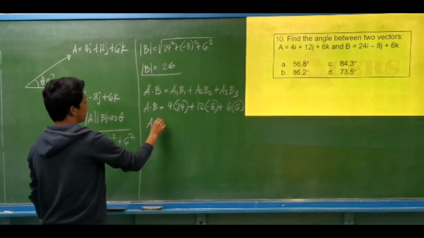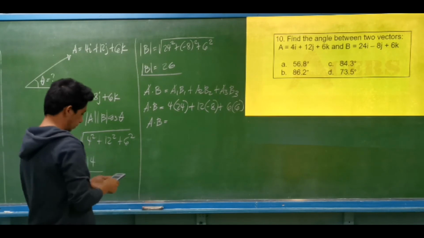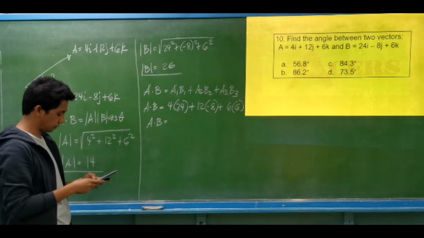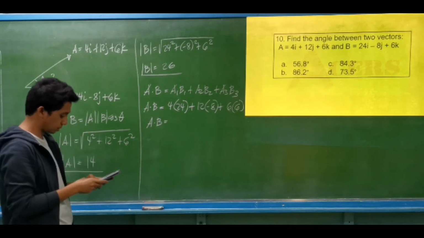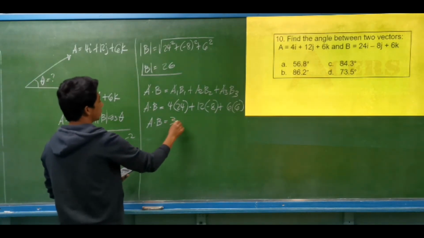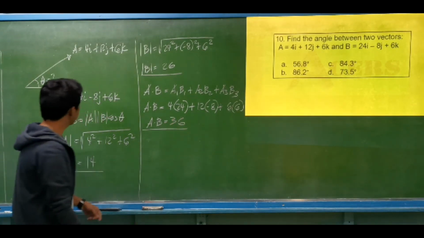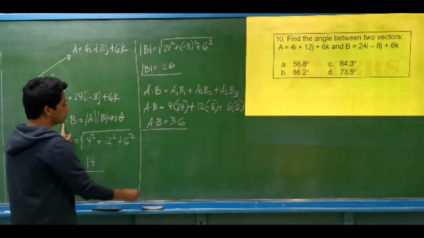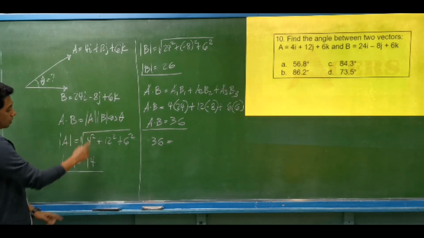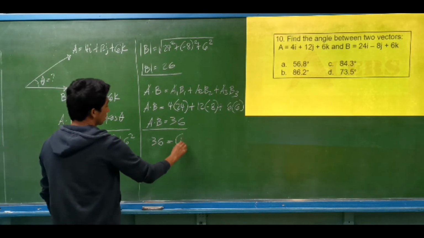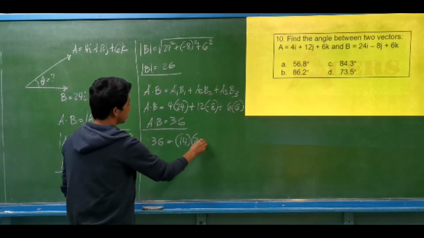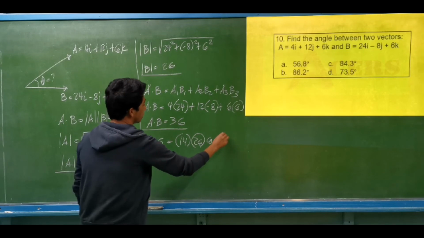You have the value of A dot B is now equal to 4 times 24 plus 12 times negative 8 plus 36. Okay, this is equal to 36. So we now compute for the angle. We have A dot B is equal to 36, equal to the absolute value of vector A, which is 14, times the absolute value of vector B, positive 26, times cosine of theta.